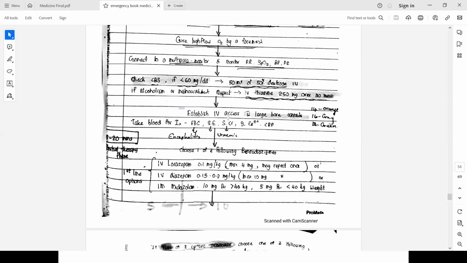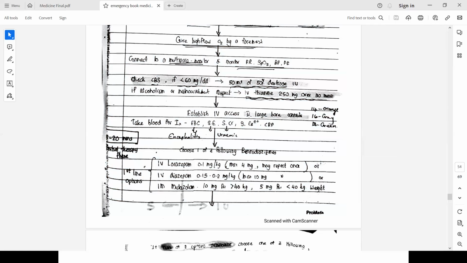Then try and establish IV access with a large bore cannula, 14 or 16 gauge. If difficult, at least the green one, the 18 gauge. And take blood for investigation. I told you the blood glucose should be done, at least a CBS, so that's already done. Then, in status, there might be some precipitating cause.